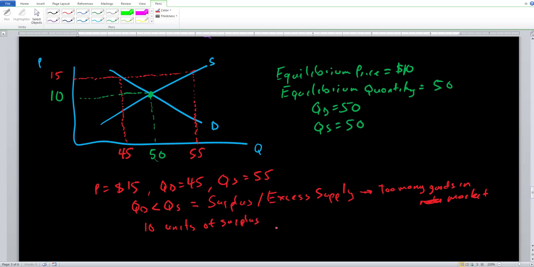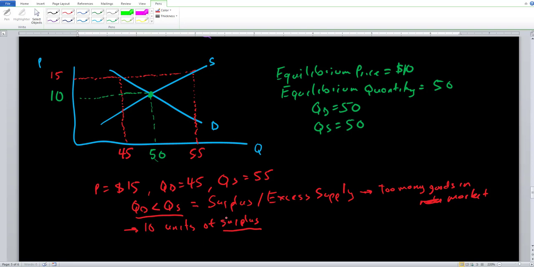And we really don't make a differentiation between positive and negative numbers right here. We just say that the difference between these numbers is going to be the amount of our surplus, or as we see in the next part, the shortage. If QS is bigger than QD, we immediately know that we have a surplus. So anytime QS is bigger than QD, we have a surplus.